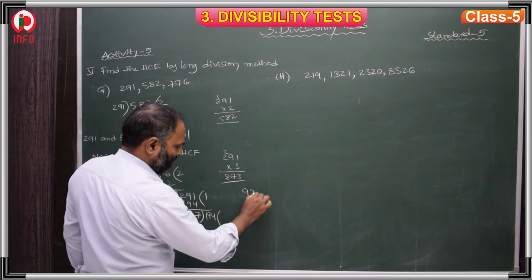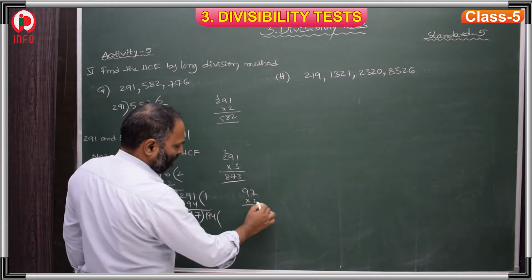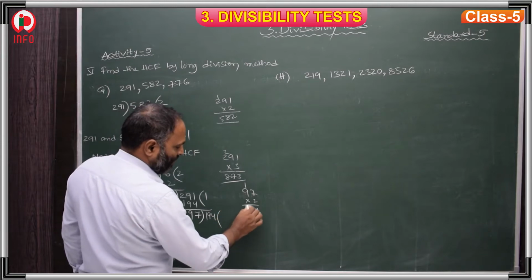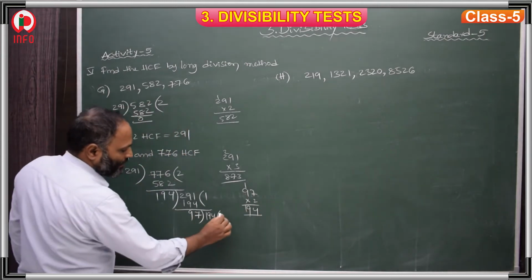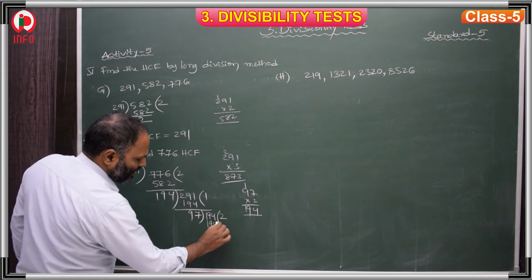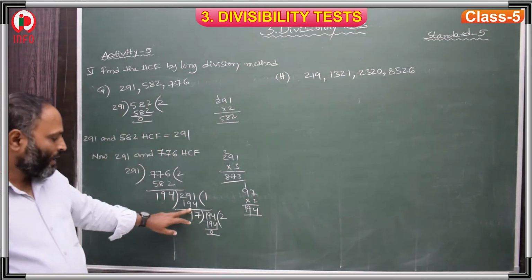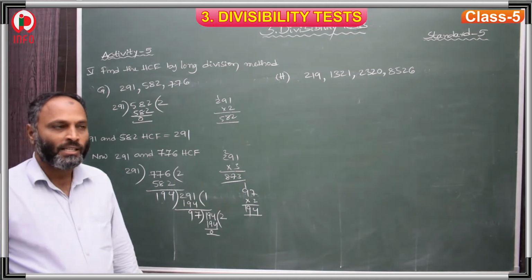97 twos are: 7 twos are 14, 2 nines are 18, 19, 194. 97 twos are 194. Then we get remainder 0. Then 97. At final, 97 is our HCF.